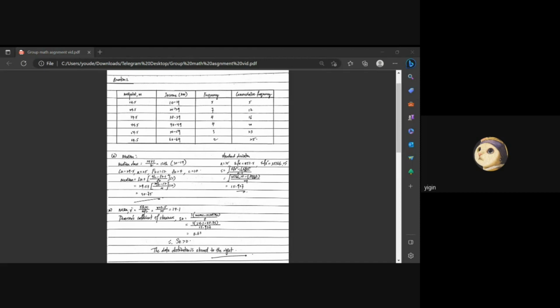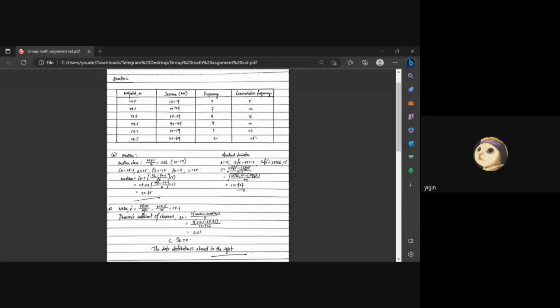Next, we have to calculate the Pearson's coefficient of skewness. So we just use the formula 3 times the bracket mean minus median over standard deviation. We already calculated the mean and median in question A. So the standard deviation will be 15.937, and then we can get 0.63. Since Sk is greater than 0, it means that the data distribution is skewed to the right.